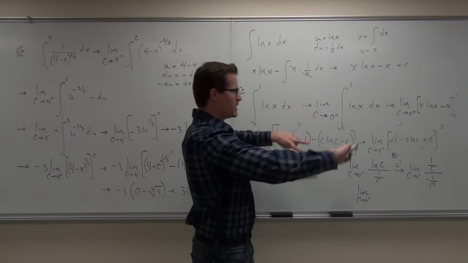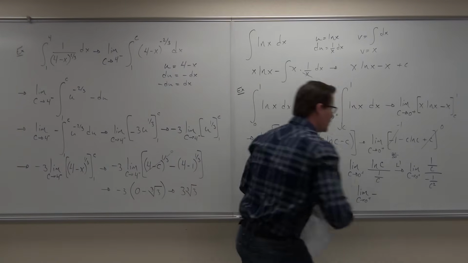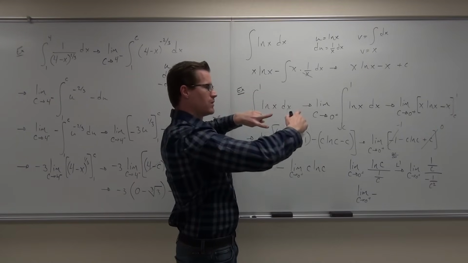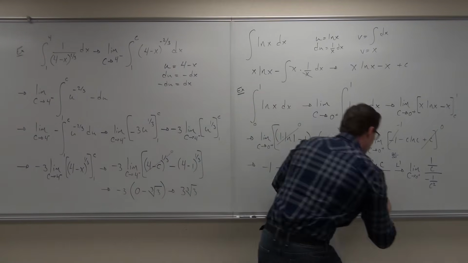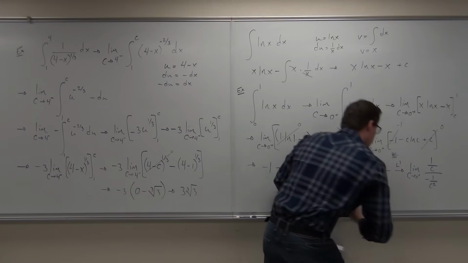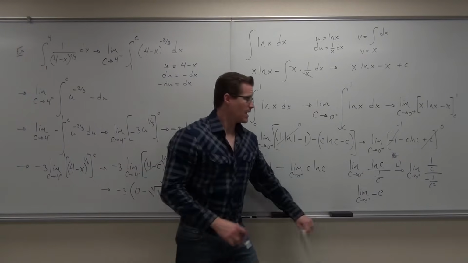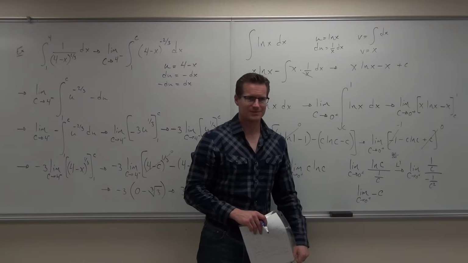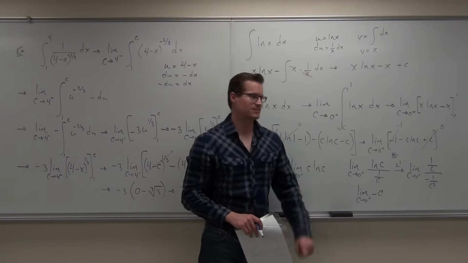Let's see. It's going to be negative 1 over c over 1 over c squared. Reciprocate and multiply. If you simplify this, you're going to get negative c. Got it? See? C.